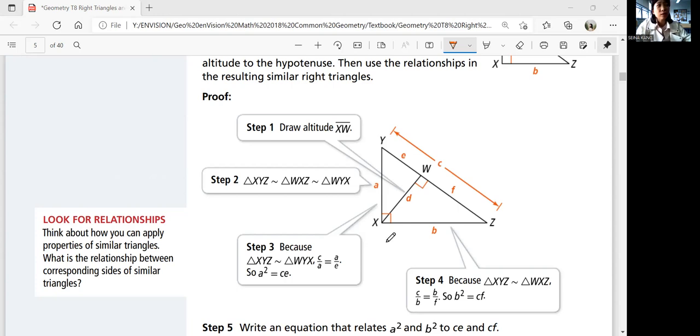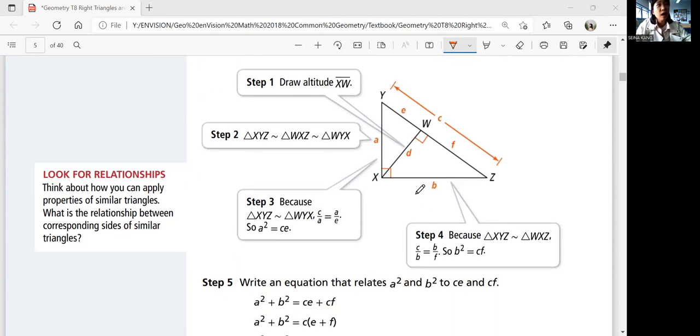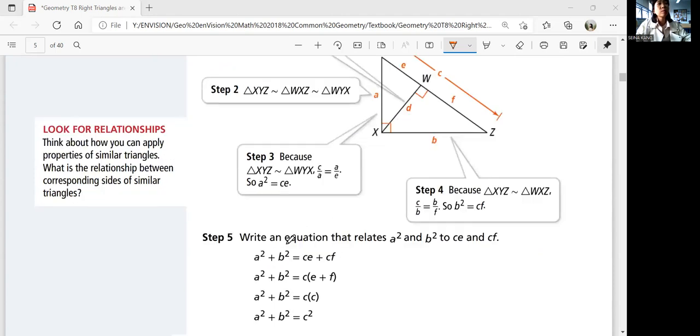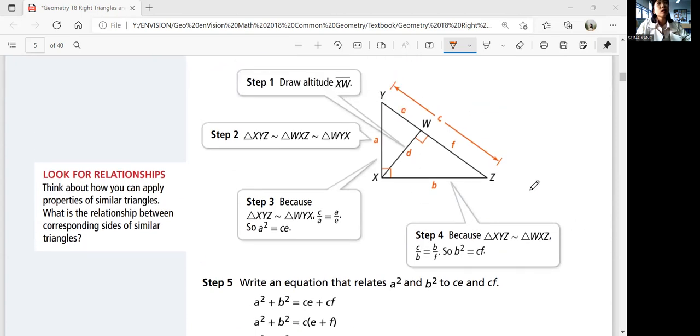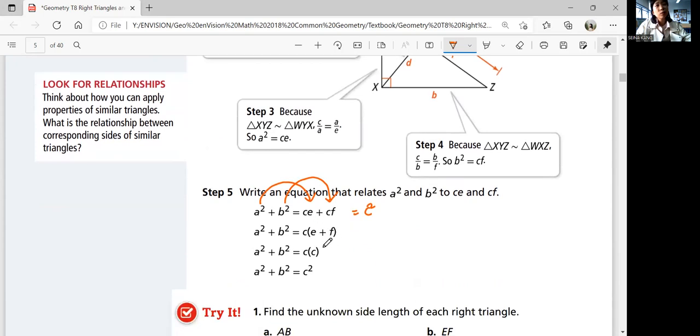So step five, we're gonna write an equation that relates a squared and b squared to ce and cf. So a squared plus b squared is equal to, instead, ce plus cf, because we substitute a squared with ce, and then substitute b squared with cf. And if we factor c out, we get a squared plus b squared equals c squared, which is what we actually want, right? So we proved the Pythagorean theorem. If we have a right triangle, then we have a squared plus b squared equals c squared.